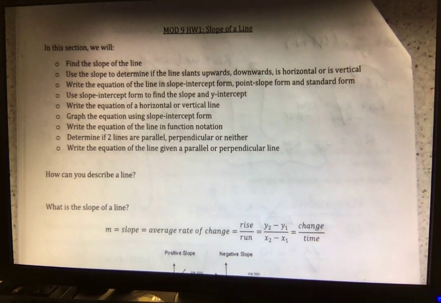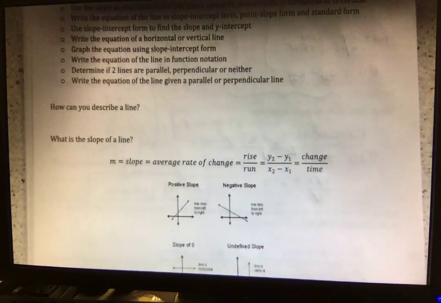All right, Module 9 homework 1. We're talking about slope and lines. In this section, we're going to find the slope, determine how the line slants based off of our slope, and come up with the equation of the line. We're going to find the slope and the Y-intercept, vertical and horizontal lines. We're graphing, using function notation, parallel, perpendicular, neither. All that good stuff. With that being said, we did graphing lines on our first test.